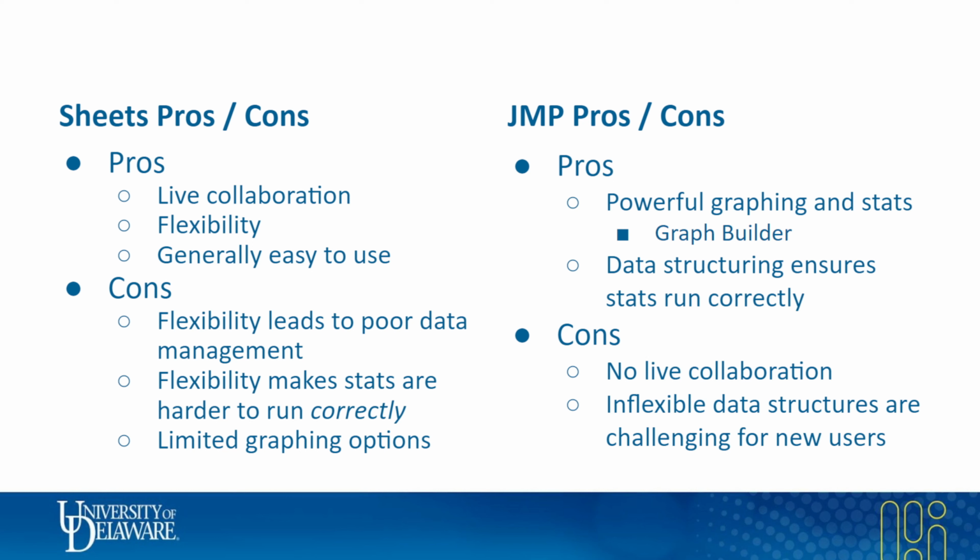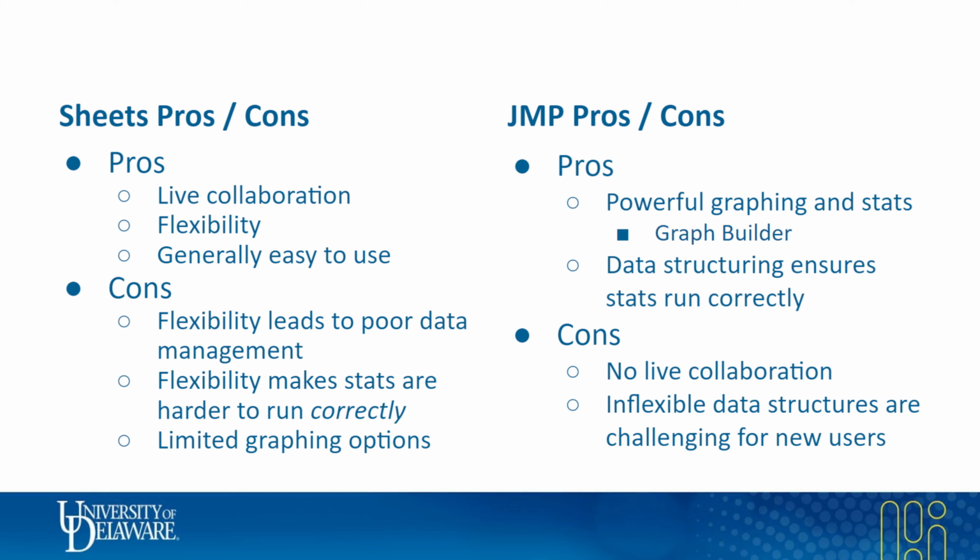Now, unfortunately, this flexibility leads to a lot of problems. So, poor data management, this untidy data thing, makes downstream processes a lot harder, and we'll look at that with graphs. The flexibility also makes stats harder to run correctly. We looked a little bit at this with the average functions just now, but if you try to run a t-test, it's much easier to run the t-test or Tukey's test on tidy data than on untidy data because the tests aren't meant to use untidy data.